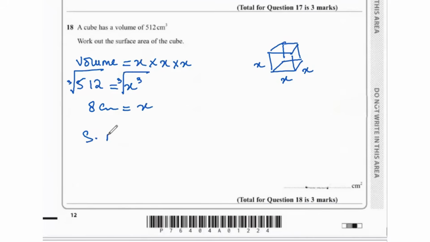Now for the surface area, we have 6 identical faces, which means 8 times 8, which is the area of one face, then times it by 6 because we have 6 identical faces. So that equals 384 centimeters squared. So that's the surface area of this cube.